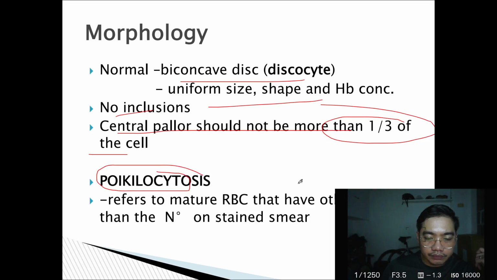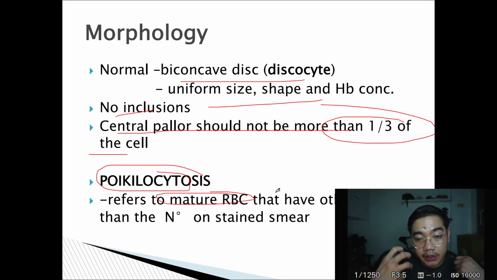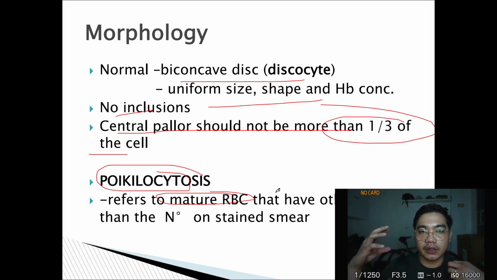Poikilocytes, mature red blood cells. Poikilocytosis simply means a deviation from the normal morphology. Anisocytosis simply means variation in the size, no? So we have microcytic and then normocytic, and then we have macro-ovalocytes, no?